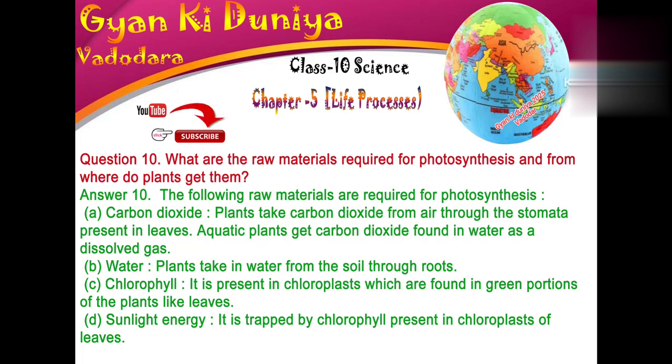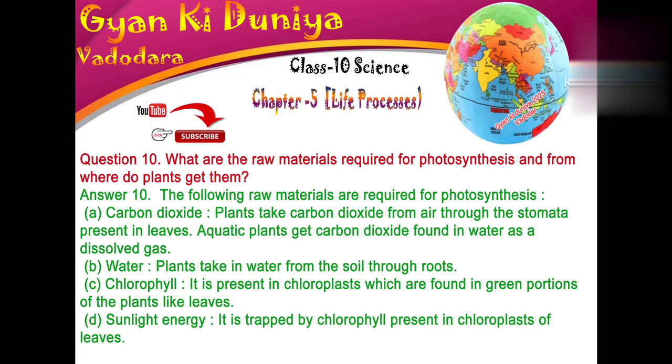Question 10. What are the raw materials required for photosynthesis and from where do plants get them? Answer 10. The following raw materials are required for photosynthesis. A. Carbon dioxide. Plants take carbon dioxide from air through the stomata present in leaves. Aquatic plants get carbon dioxide found in water as a dissolved gas. B. Water. Plants take in water from the soil through roots.